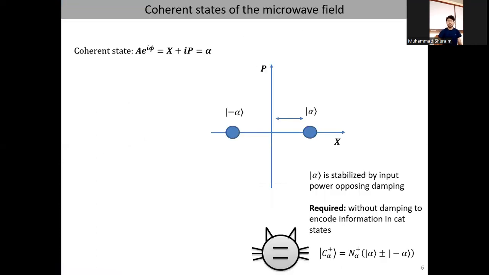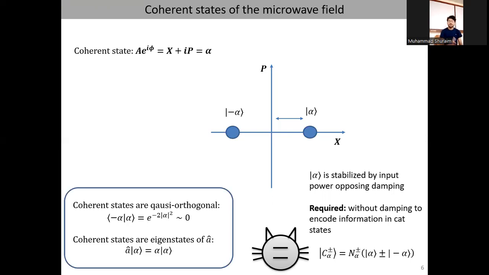So before going into the extensive slides, what is a coherent state? A coherent state is a state which has a well-defined phase and amplitude, and in the quadrature space, it is presented as in the given figure. And alpha, which is the amplitude of the coherent state, is stabilized by input power, which opposes the damping. When we are going to encode the information in the cat states, we have to counter that damping, so that we can encode the information in there.